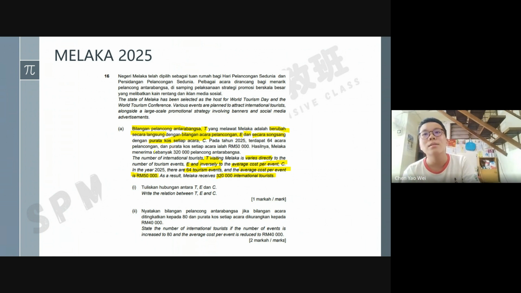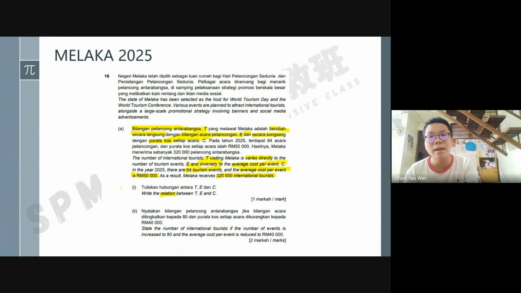So first, the question is asking you to write the relation. Just put the relation, no need to calculate first. Just put the relation, settle. And then the second question, after that, you can do in equation form to find K.